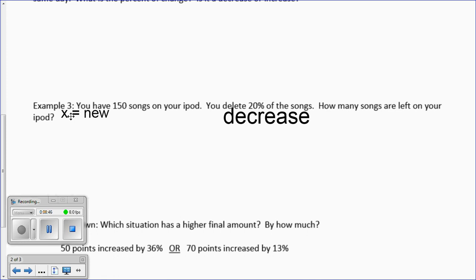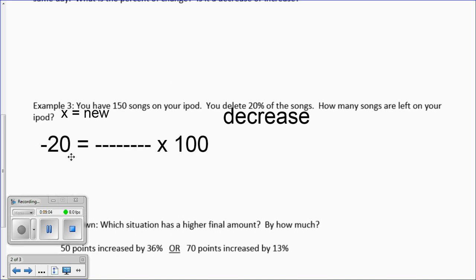All right? So we're going to use the same formula, but we're actually going to go ahead and put in the numbers we have and just use an X for the ones we don't. Okay? Now we have the 20%, but because it was a decrease, I'm actually going to write it in as -20 to show that it's a decrease. Okay?